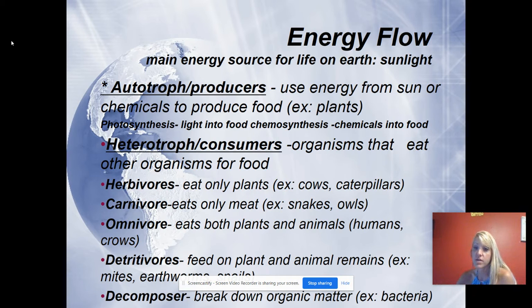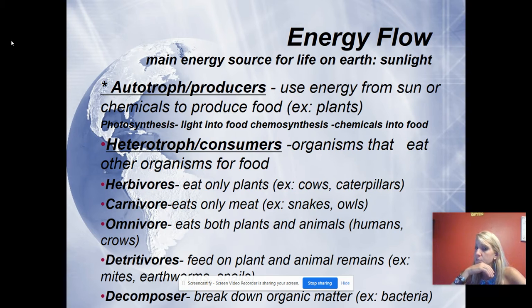Obviously, you should all know that the main source of energy for life on Earth is sunlight, because without sunlight, we wouldn't be able to have plants. Autotrophs and producers basically mean the same thing. They use energy from the sun. Photosynthetic autotrophs use energy from the sun. Photosynthetic means they get their energy from light, meaning the sun. And autotroph, the prefix auto means to do it on itself, so an autotroph makes its own food.